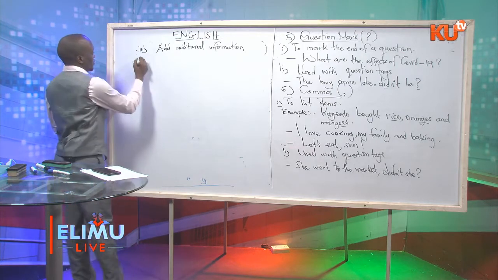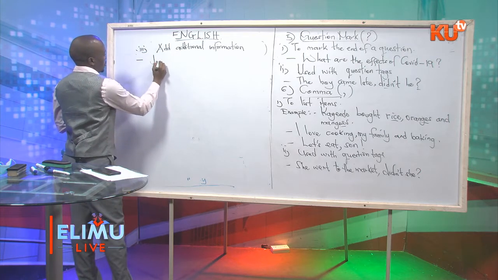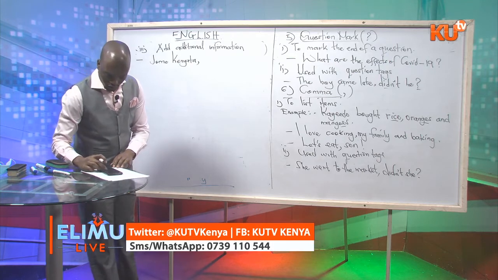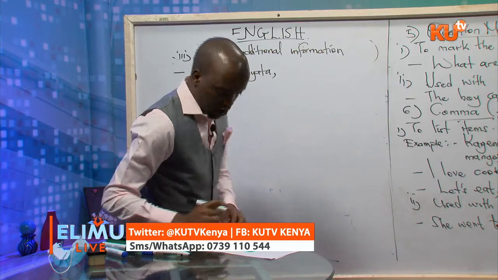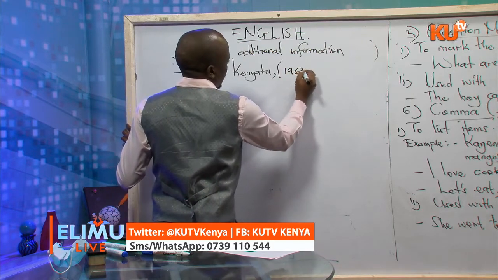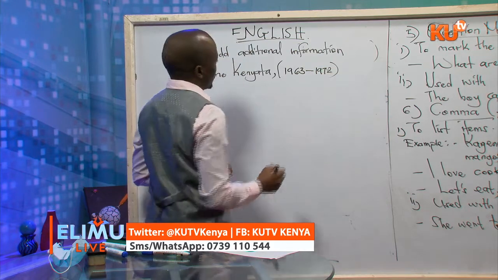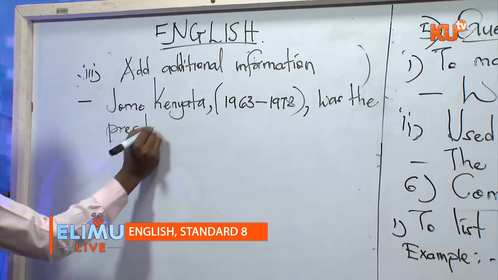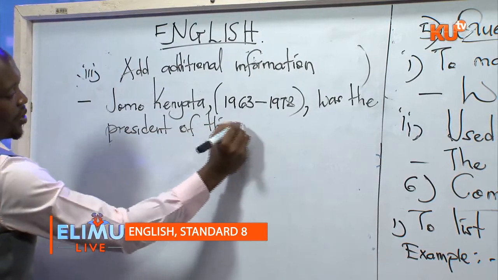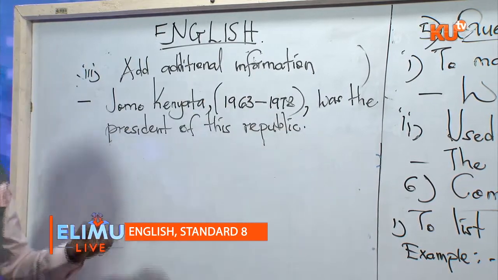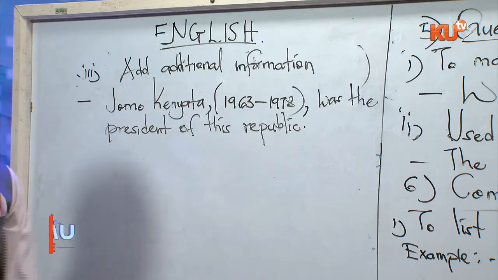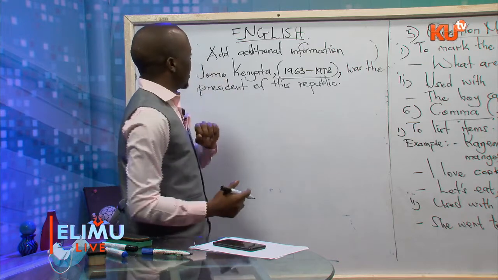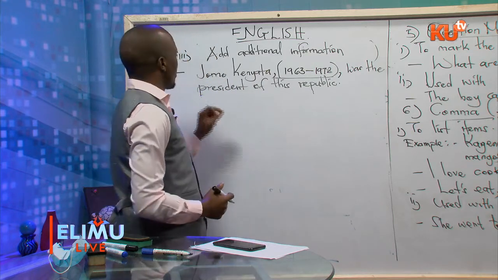In an example, I'll give: Jomo Kenyatta, 1963 to 1978, was the president of this republic. So the additional information added here is 1963 to 1978. This one shows the duration in which Jomo Kenyatta led this country.